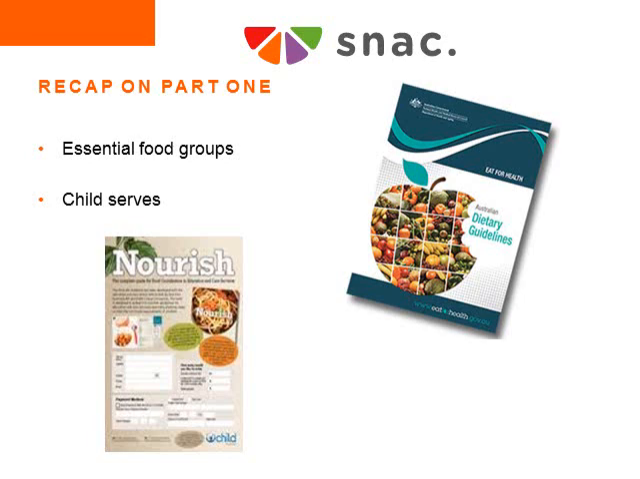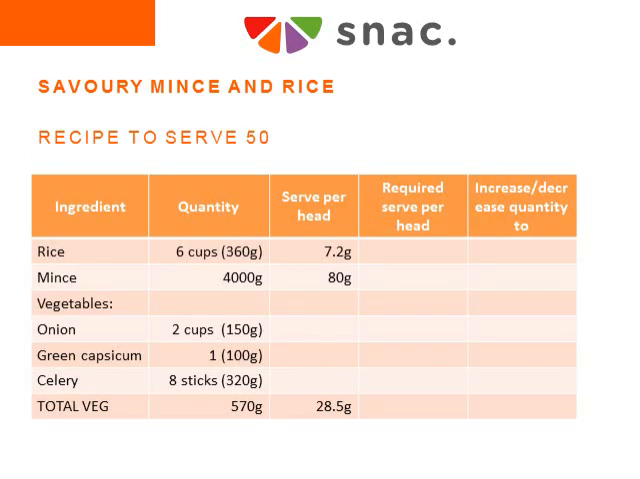But before we start looking at weekly or fortnightly menu plans in terms of appropriate serves of these food groups across a cycle, we need to look at each individual recipe and assess it against the recommended child serves. So this is a recipe for savoury mince and rice, and it's to serve 50 children. So what we'll do is have a look at each ingredient and see what the serve size is like for each of those ingredients. So let's have a look at the rice.